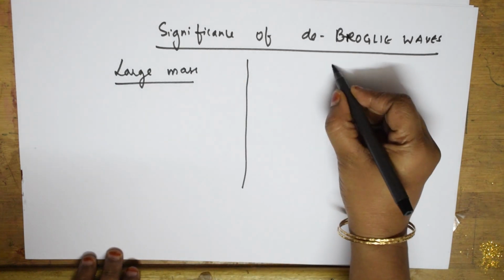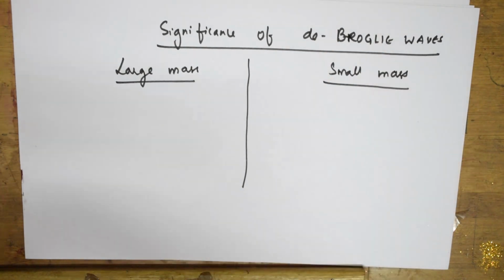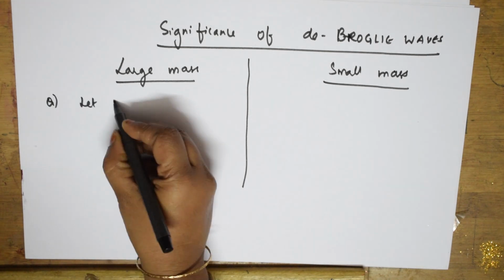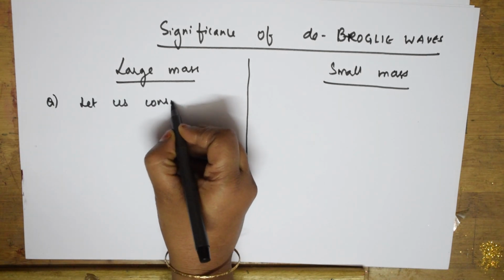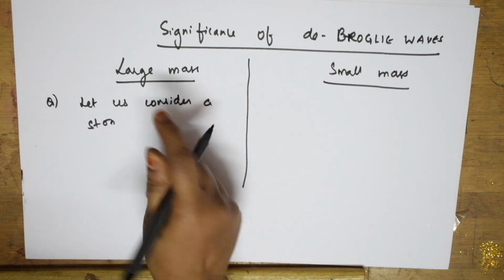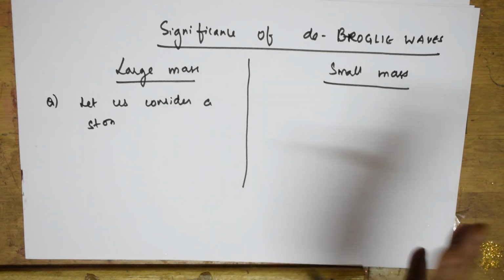Here I am taking a small mass. Now let's take a small sum and see. Let us consider a stone. Okay, I am considering this one. Here I am taking a large mass as a stone. Here I am considering an electron. Then I can see how it is applied.